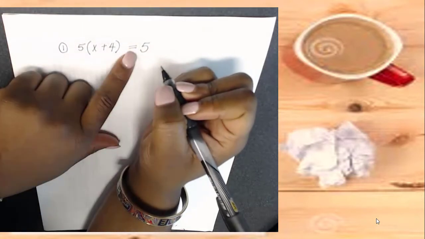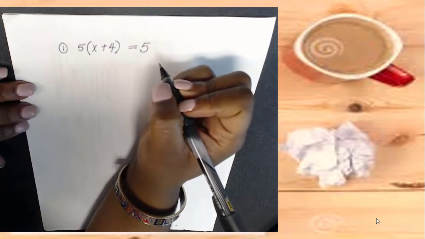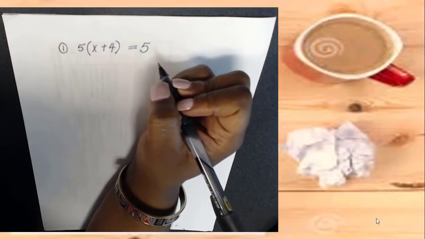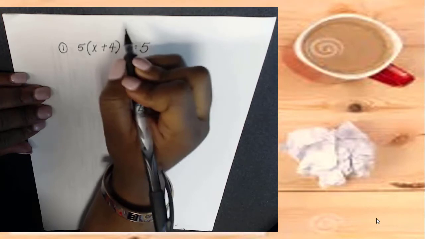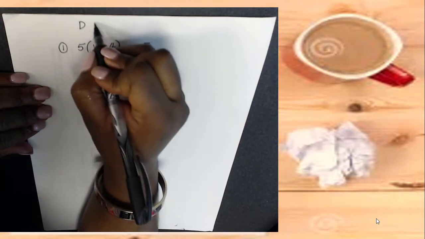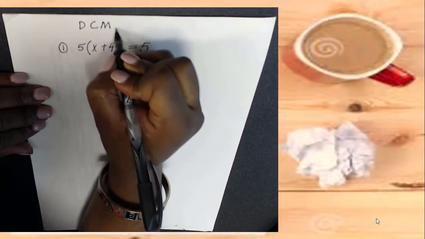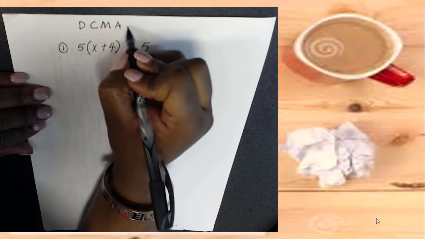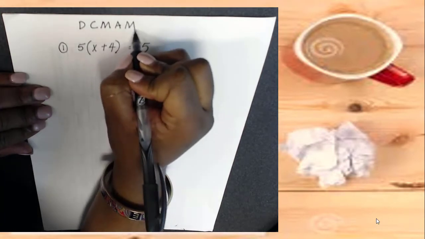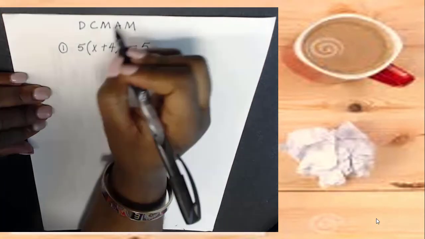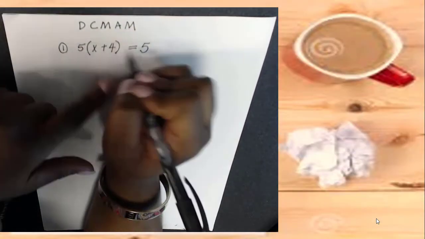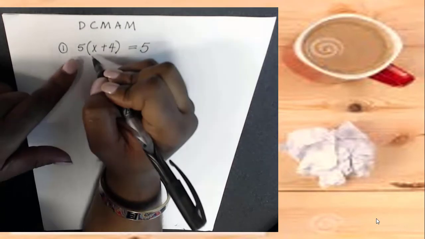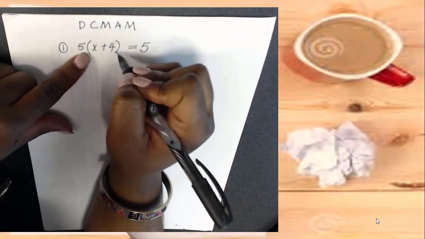All right, now, since we have an equation and apparently it's a multi-step equation, we are going to use the acronym Don't Call Me After Midnight. D stands for the distributive property. And we ask ourselves, can we use the distributive property? Yes, because we see parentheses or grouping symbols.